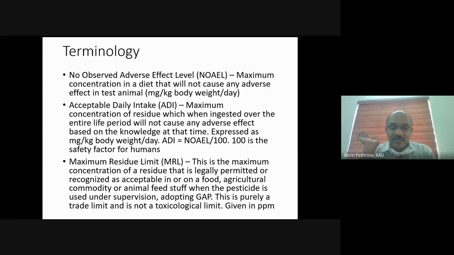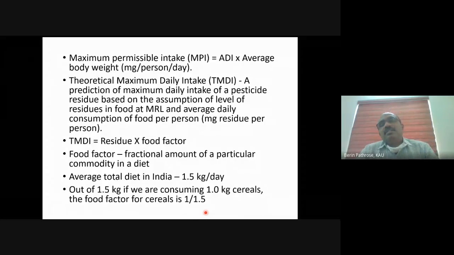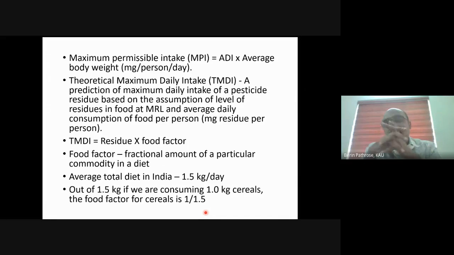Clear with respect to MRL? Yes. Okay. Then comes, earlier Abhishek was discussing something about the weight will be different. Then I told it's different. We will take the weight later. That is one thing.